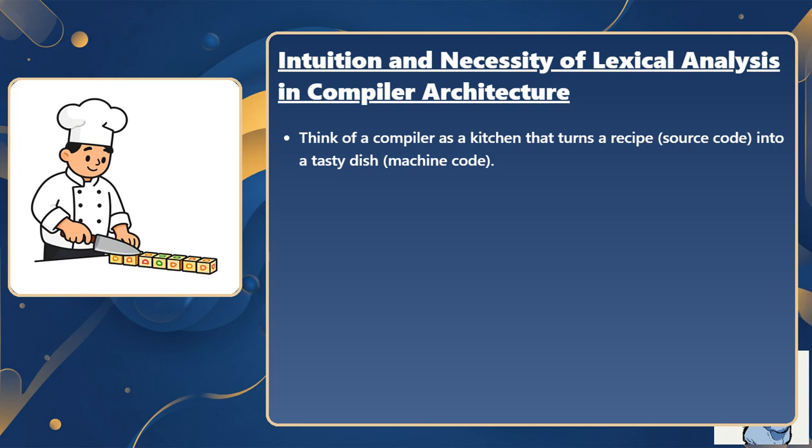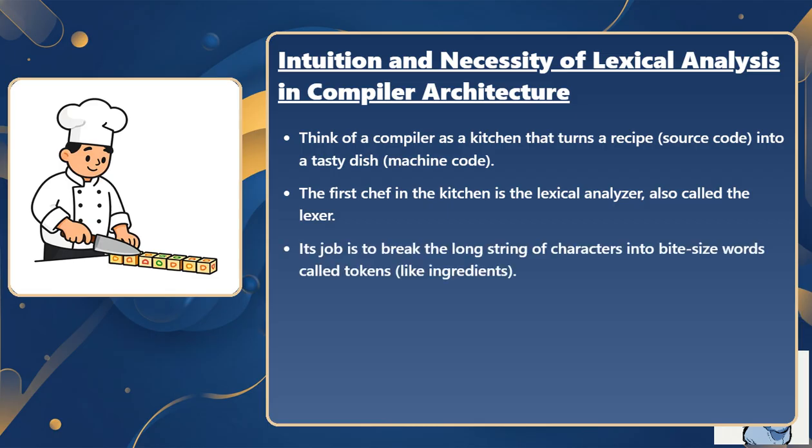Think of a compiler as a kitchen that turns a recipe, source code, into a tasty dish, machine code. The first chef in the kitchen is the lexical analyzer, also called the lexer. Its job is to break the long string of characters into bite-sized words called tokens, like ingredients.